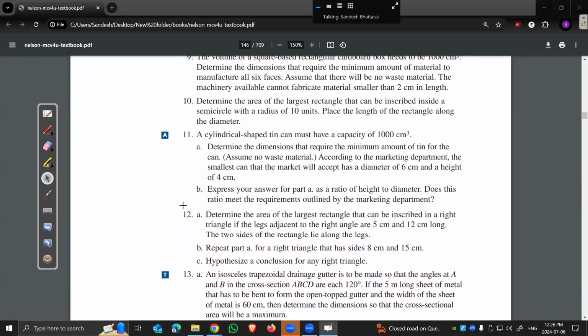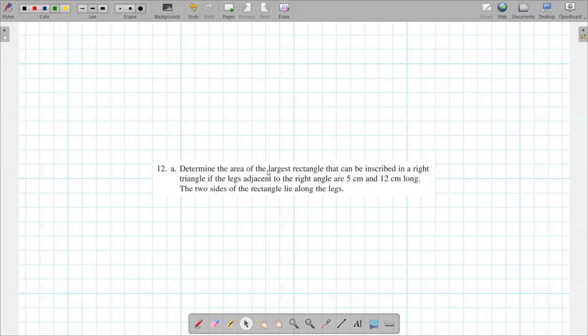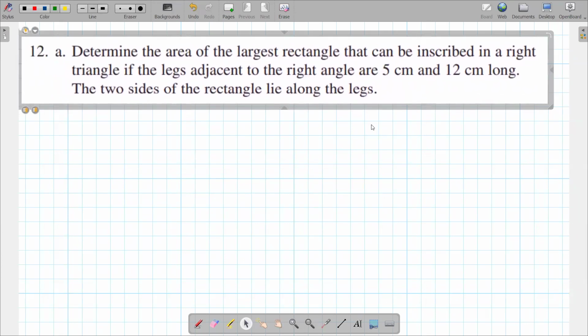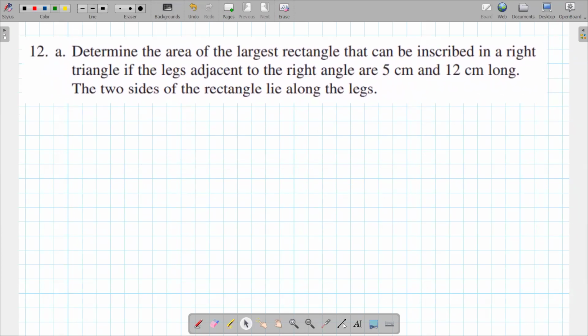Also, one more of these. Determine the area of the largest rectangle that can be inscribed in a right triangle if the legs adjacent to the right angle are 5 and 12 centimeters long. Not super sure what it means yet, but let's sketch it. It will give us a better idea.